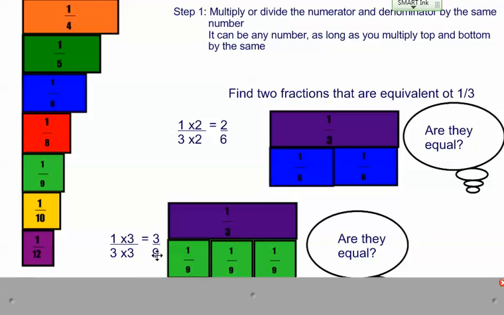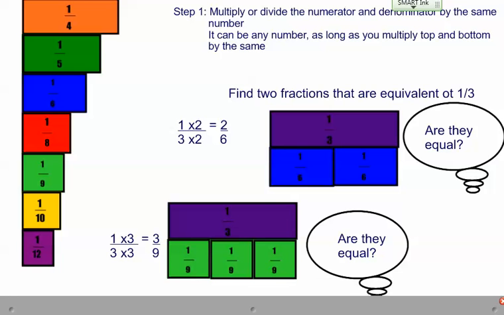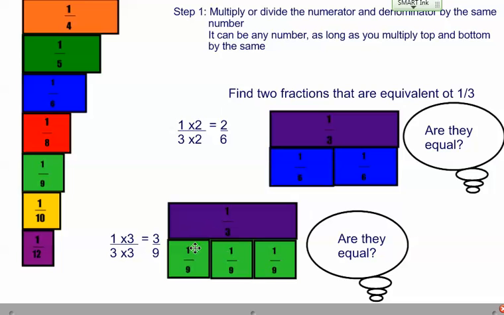So let's prove 3/9 is equal to 1/3. Here's 1/3. Here's 3/9. Are they equal? Do they take up the same amount of space? You got it, they are. Because they take up the same amount of space, they're equal. That means 1/3, 2/6, and 3/9 are all equivalent or equal fractions.